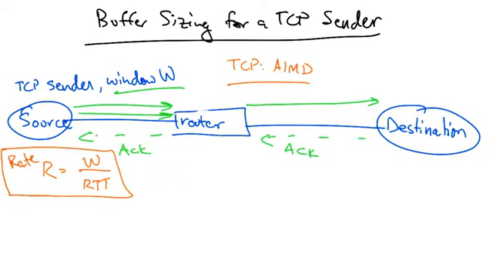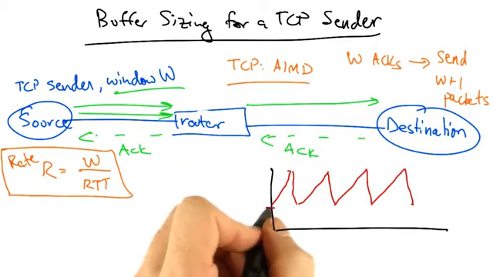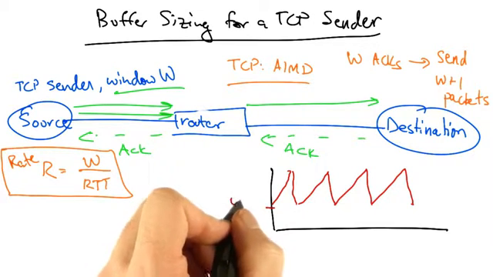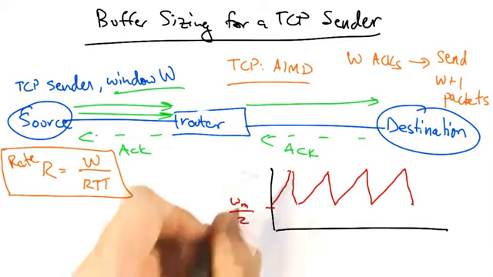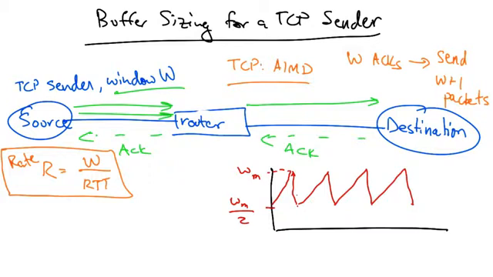Now remember that TCP uses additive increase, multiplicative decrease, or AIMD congestion control. So for every W ACKs received, we send W plus 1 packets. And our TCP sawtooth will look something like this. We'll start at a rate W max over 2, increase the window to W max, and then when we see a drop, we will apply multiplicative decrease and reduce the sender's sending rate to W max over 2 again.